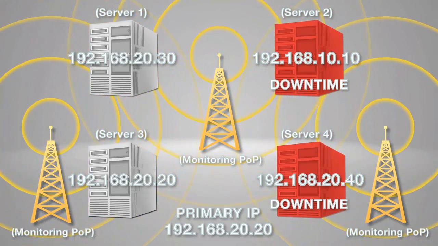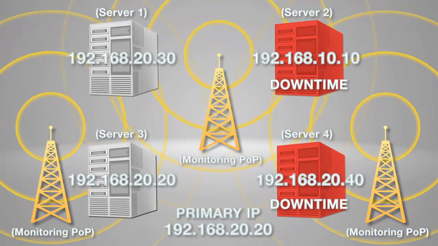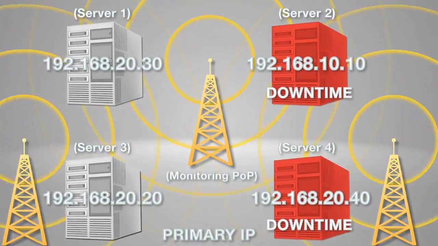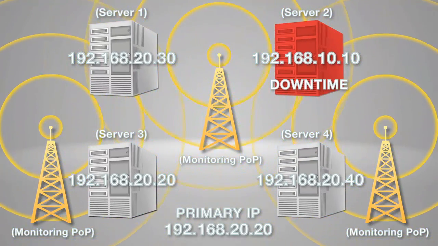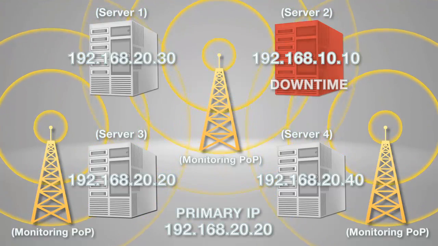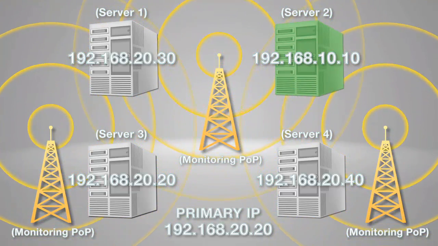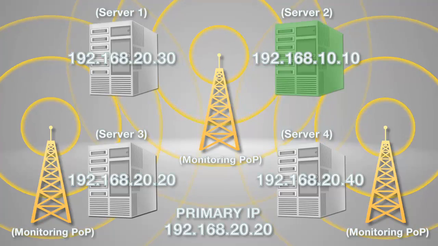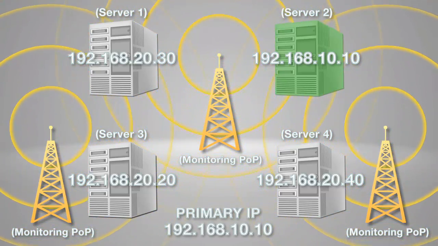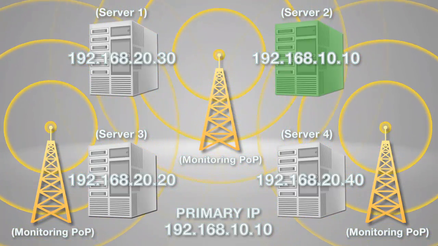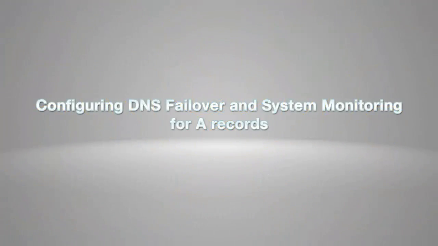DNS Failover is a simple way for companies to utilize their disaster recovery facilities and help prevent possible downtime. System monitoring services will continue to monitor your primary IP address until it is detected back online. You can configure the DNS Failover services to immediately change your DNS back to the original system, or you can choose to manually change the DNS yourself at your own convenience. Configuring DNS Failover and system monitoring for A records in DNS Made Easy is a very simple process.